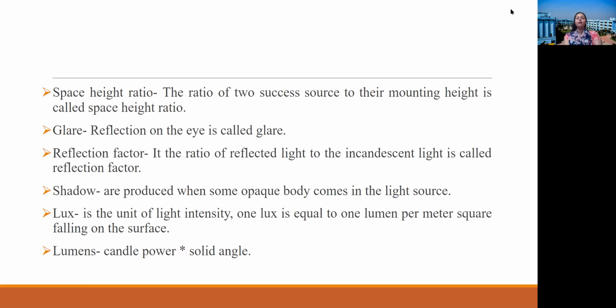Now here let me tell you one thing. For these definitions, you can also go through the book Utilization of Electric Power by J.B. Gupta. You can use that as your study reference book. In that book you can find the illumination engineering chapter.